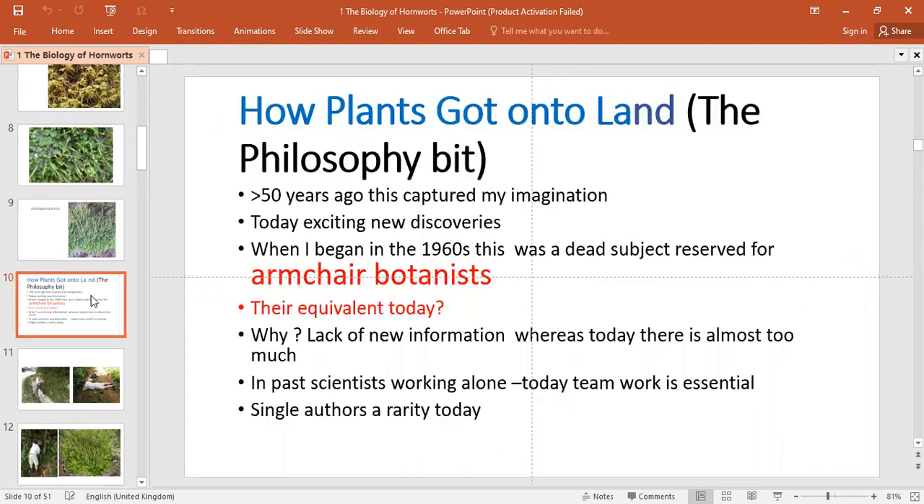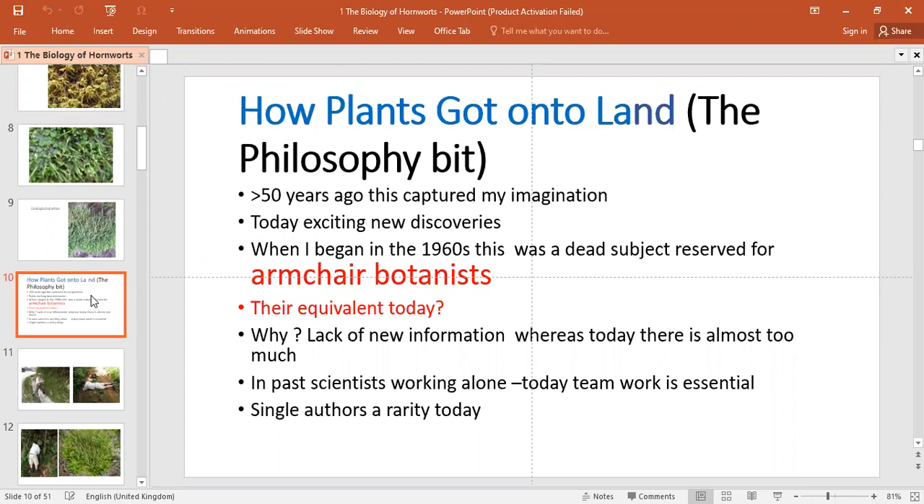Right, a bit of philosophy. What captured my imagination about 50 years ago is how plants got onto land. And it was a good choice, an exciting subject. But when I began in the 1960s, it was a dead subject reserved for armchair botanists. And that's because there wasn't any new information. It was all speculation.